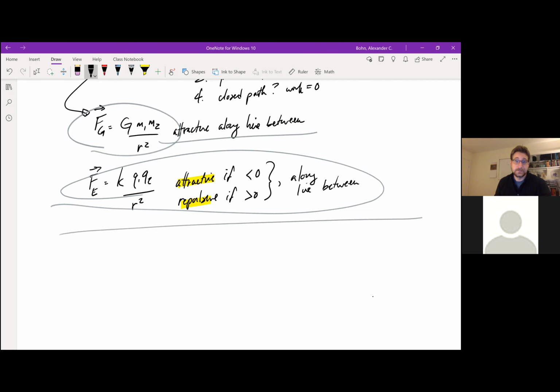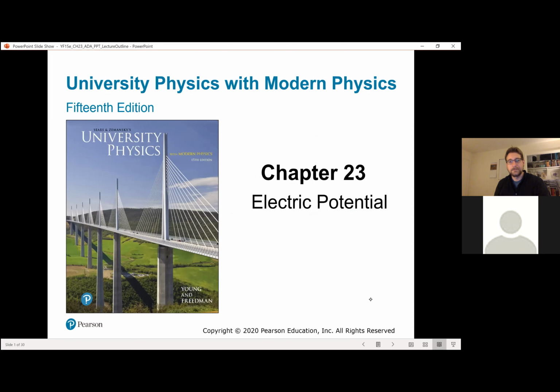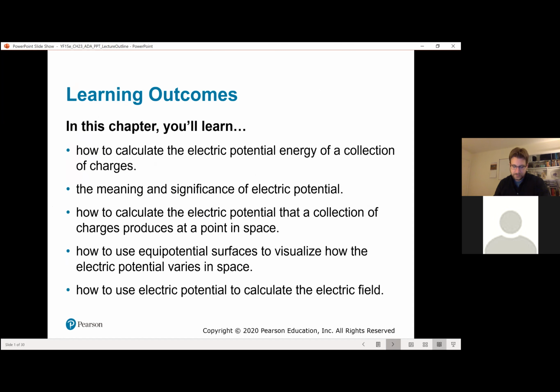Okay, so keep that in your mind. The Coulomb force, the electrostatic interaction between charges, is conservative. Let's talk about electric potential. A preview of what we plan to do this chapter.